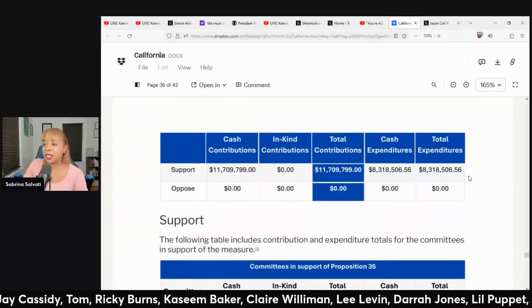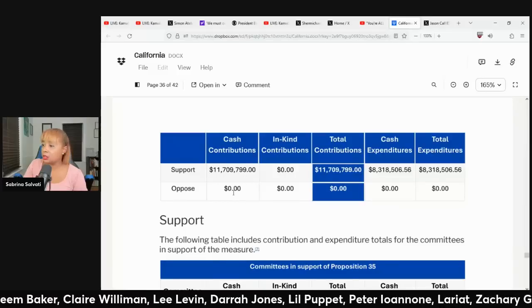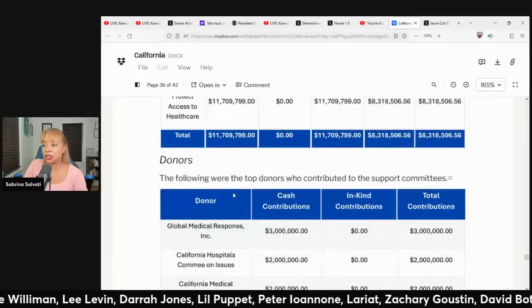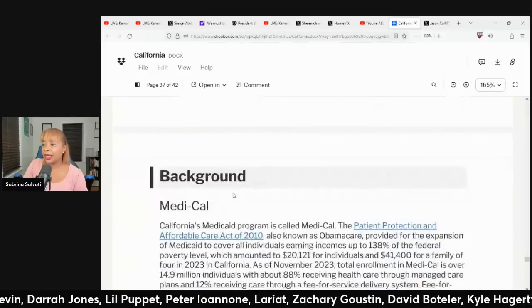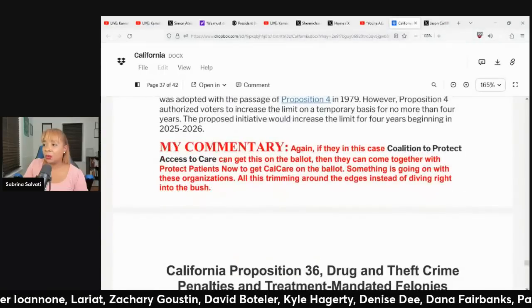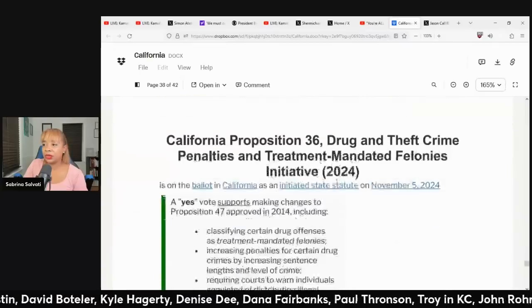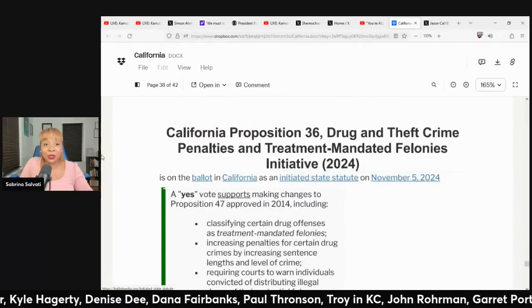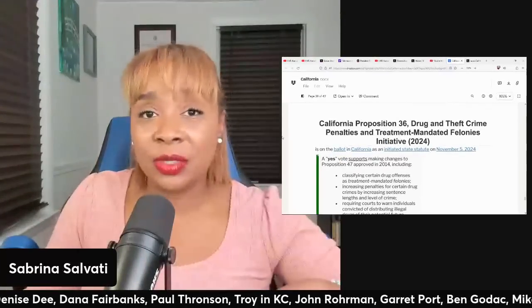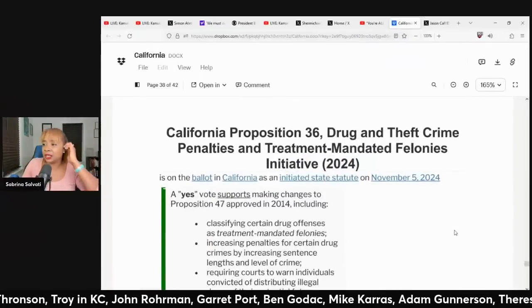So how much money is spent? 11.7 million to support. No money spent to oppose this measure. And yeah. So again, same note here from Roger. This would be so much simpler if they just had CalCare. Again, I told you, another example of putting a Band-Aid on something instead of healing the wound. Like, to me, it's ridiculous.